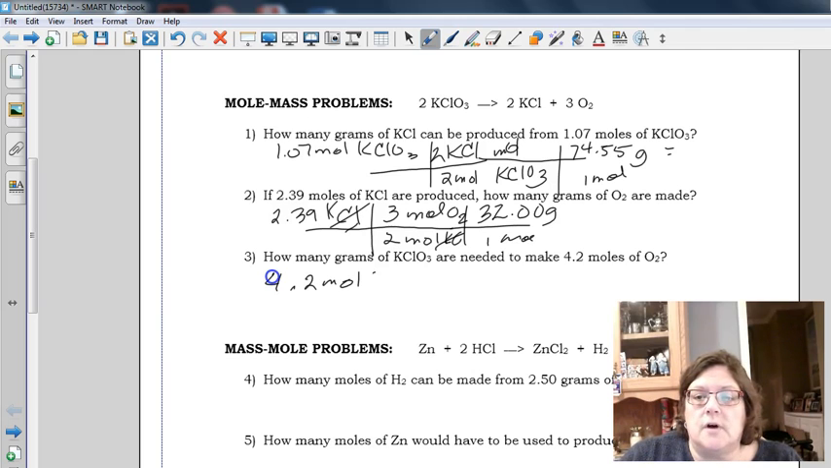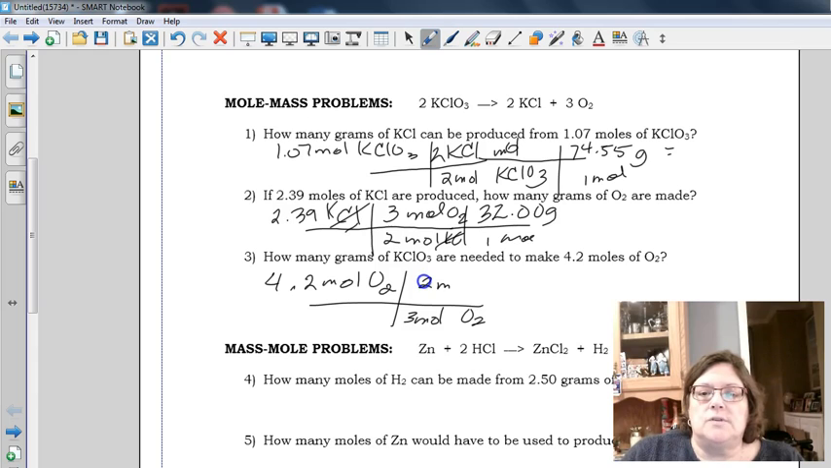4.2 moles of oxygen. Our ratio is 3 to 2. 3 moles oxygen on the bottom, 2 moles of KClO3 on the top. And then we would multiply by the molar mass, which is 122.55 grams in 1 mole.